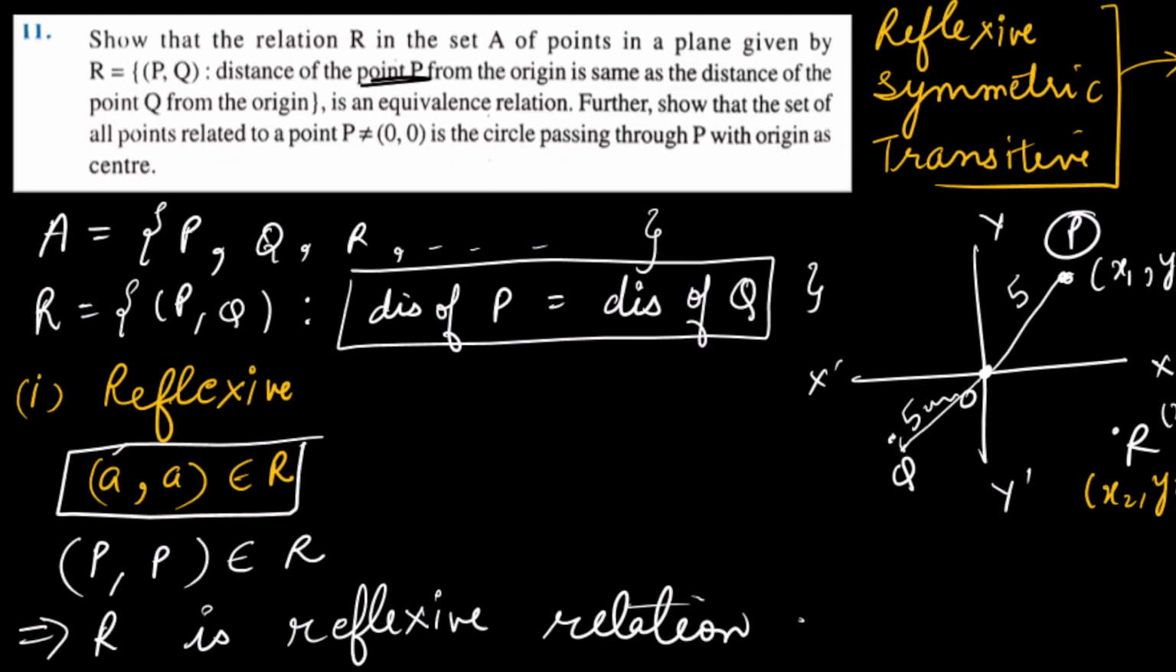Now let's do the next part of the question. So till here we have done. Further show that the set of all points related to P is the circle passing through P. So the points which are related to P, what do these points represent? These points represent the circle passing through P with origin as the center.